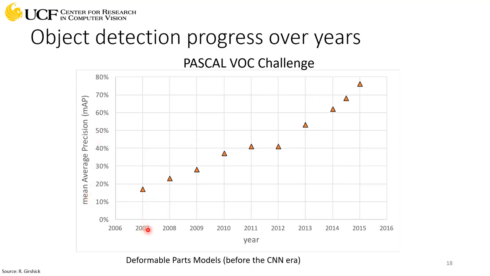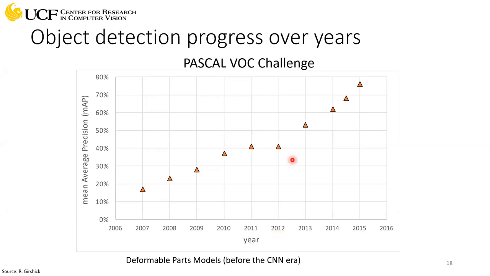You can see that around 2007 it started from maybe 16 or 17, so pretty low. So far from perfect, right? It kept increasing, and around this time it was kind of saturating. So this is the best method developed during each year. It was increasing, but kind of saturating after that.